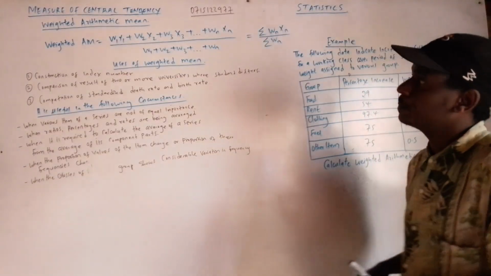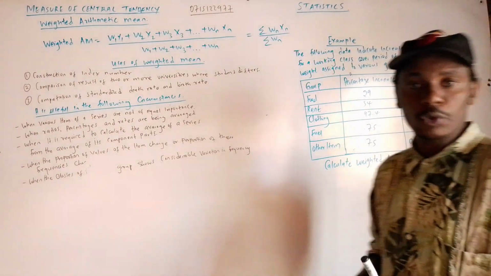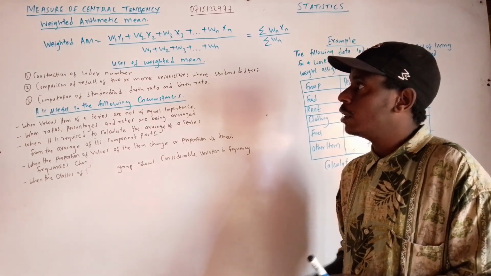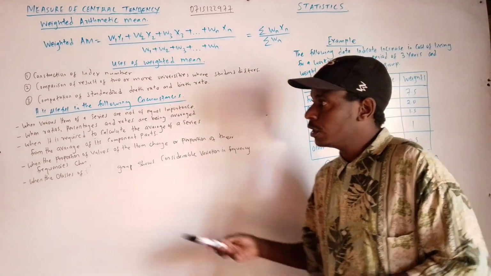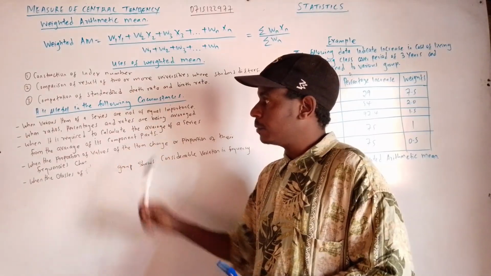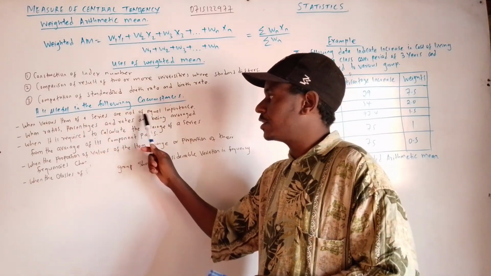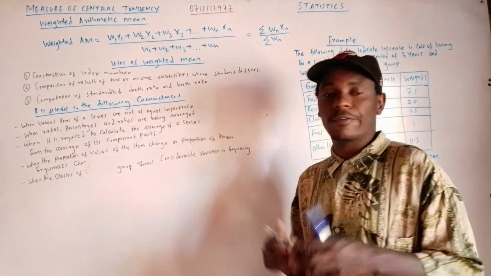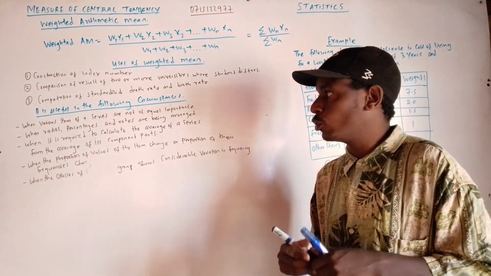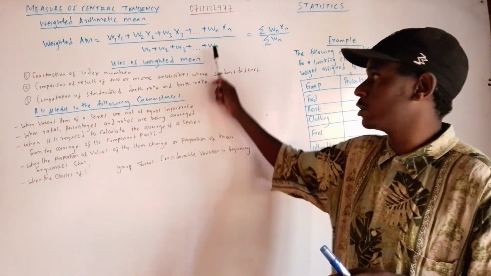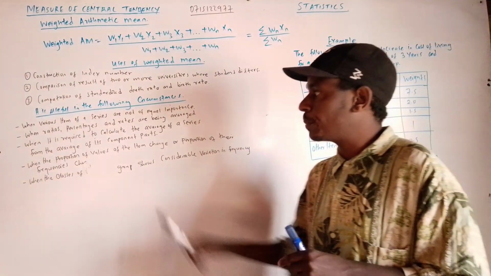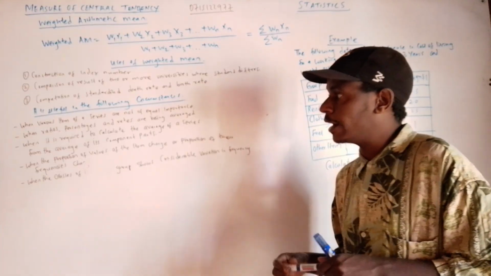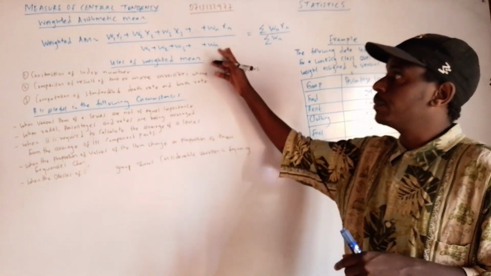Now let us see some of the useful circumstances when we use the weighted average. Number one, when various items of a series are not of equal importance. Number two, when ratios, percentages, and rates are being averaged, this method is more applicable.